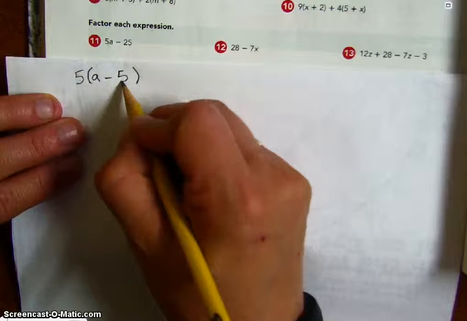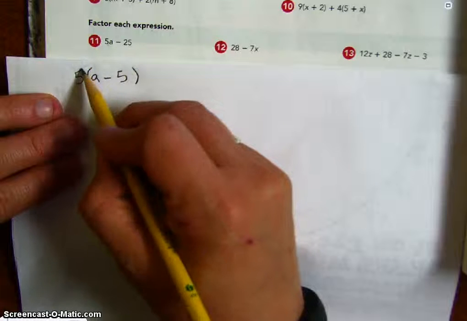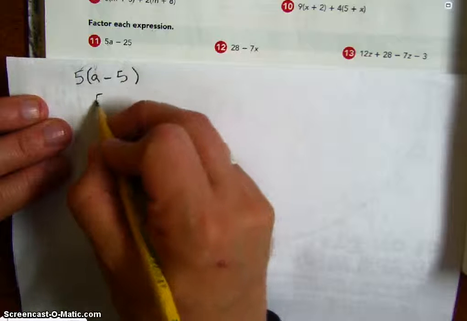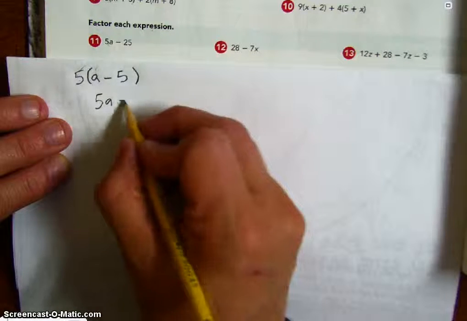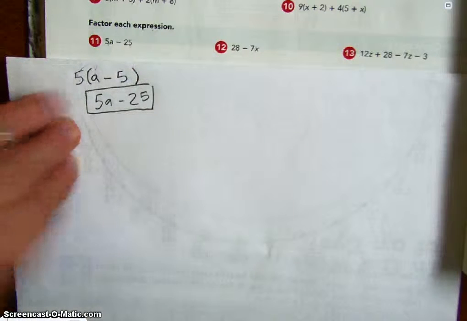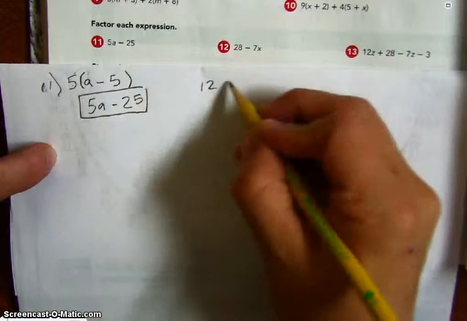That is 5. And remember, the way we check this is we actually do the problem with our distributive property. 5 times 5a is 25a... 5 times a is 5a. 5 times 5 is 25. Does it actually equal my original problem? Yes, it does. So we know we're right. All right, moving on to number 12.